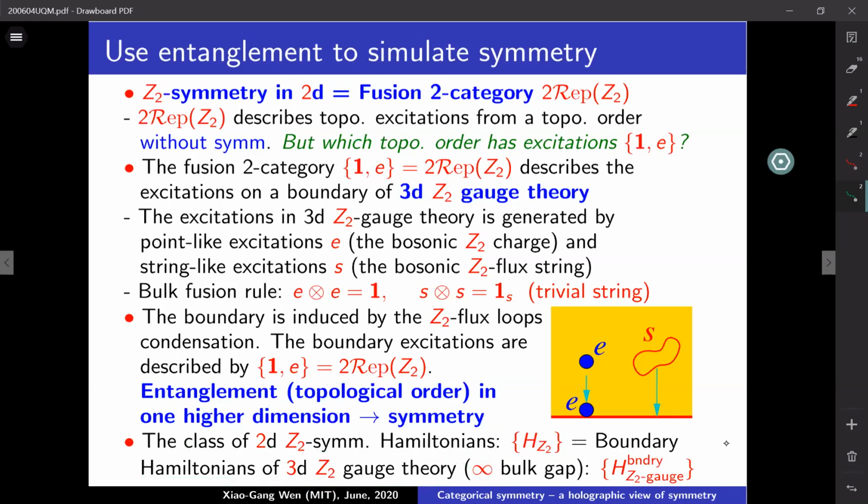So yeah, that's the basic message. In this boundary, we have all different kinds of boundary Hamiltonians. We can use those boundary Hamiltonians to simulate this Z2 symmetric Hamiltonian. So this is what we call the holographic point of view of symmetry: just using this topological order in one higher dimension to describe a symmetry.